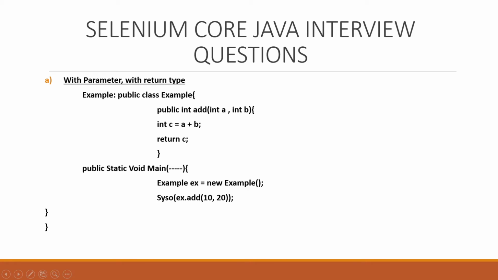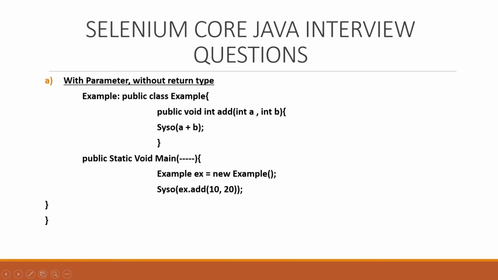If I print that value, where int c equals a plus b, what will you get? 10 plus 20, that is 30. It will print the value as 30. This is the example for with parameter and with return type. The next method is with parameter without return type.